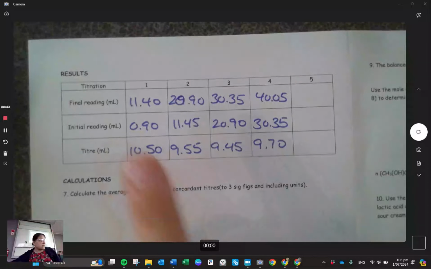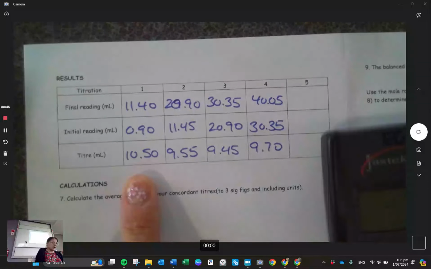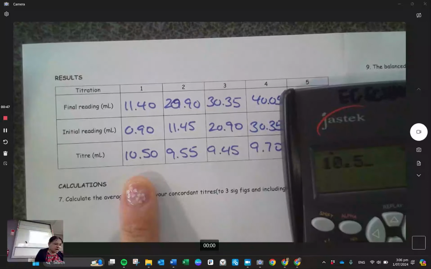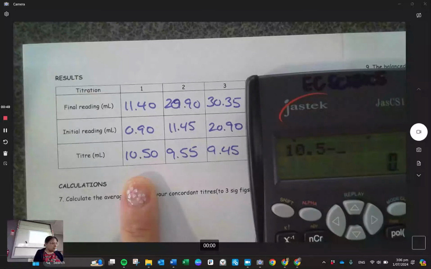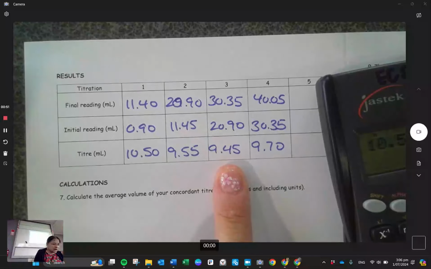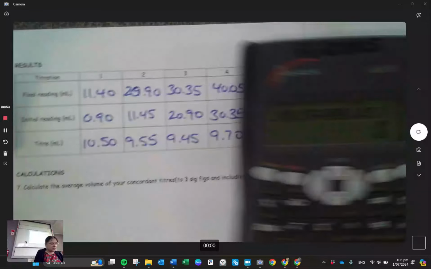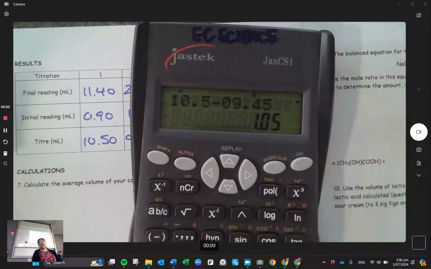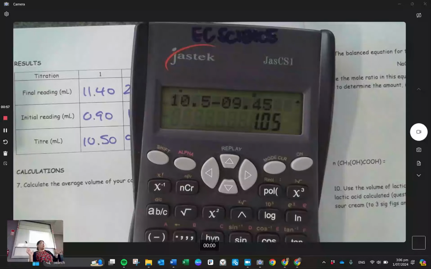So if I looked at my data right now and I took this one as my highest, which is my 10.5, and I subtracted away my lowest number, which is 9.45, and then I did an enter button, it tells me that the range is 1.05. So that's way too big. It is not a range of 0.3, so I need to exclude my data. I need to decide, am I excluding the highest number or my lowest number in order to fix that range?